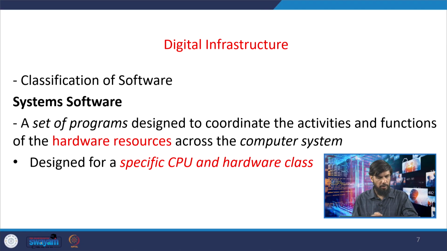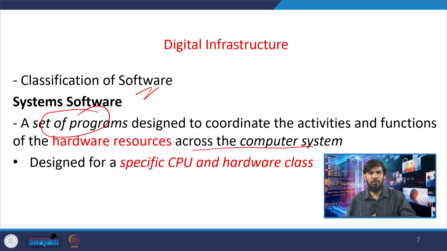Next is classification of software. There are two types: system software and application software. Let us first talk about system software. What is it? It is a set of programs designed to coordinate the activities and functions of the hardware resources across the computer system. When we switch on a computer system, as we talked about, there is a bootloader which knows where the operating system is residing, and it loads up or boots up the operating system. So, the bootloader and operating system are examples of system software.